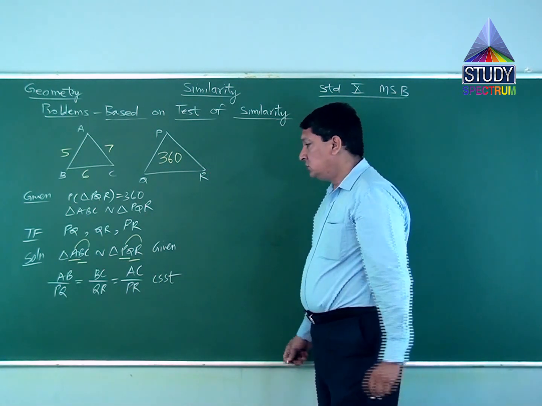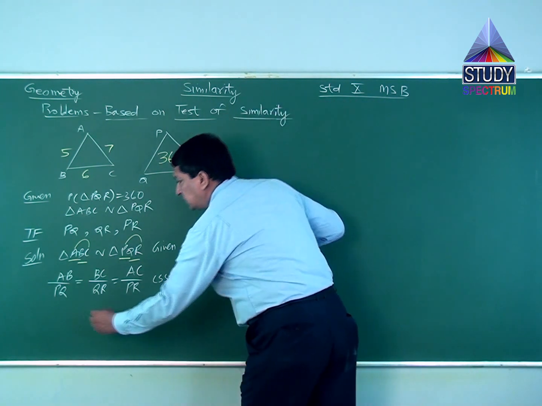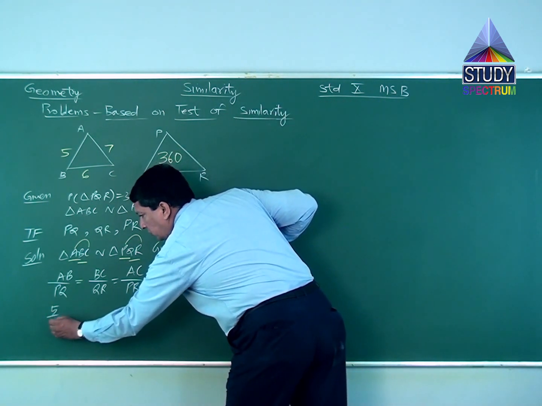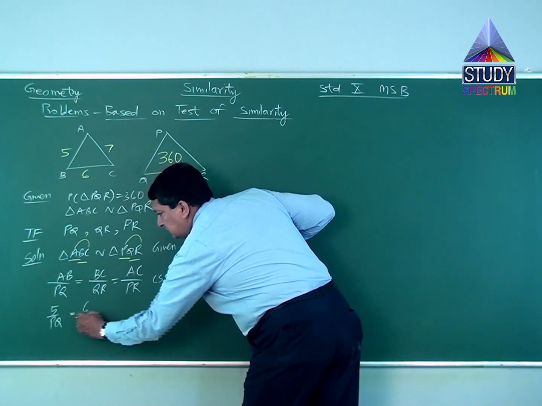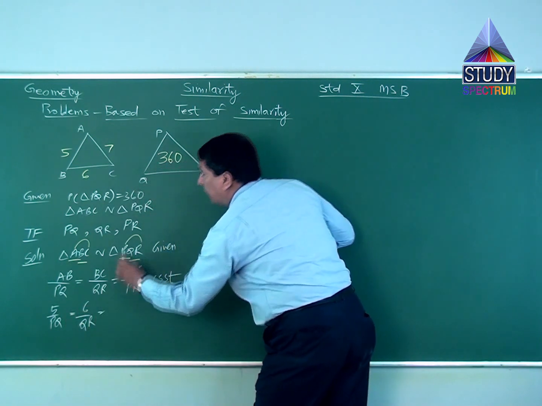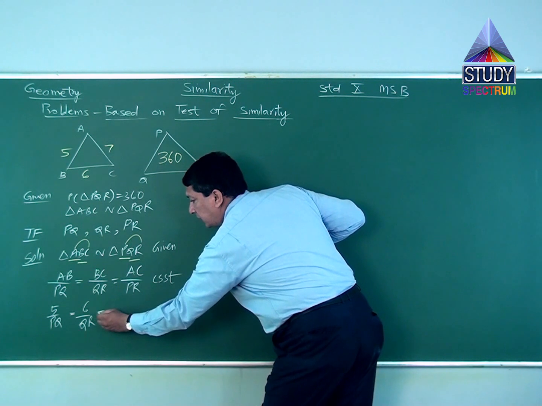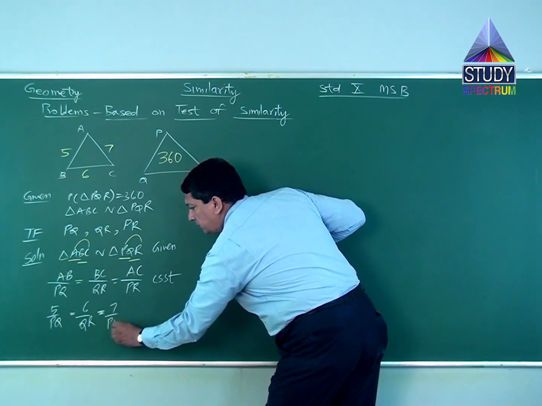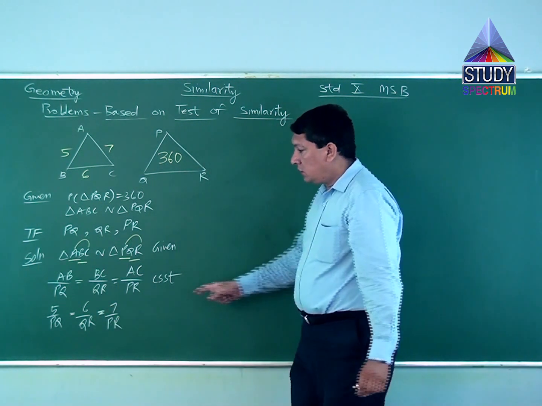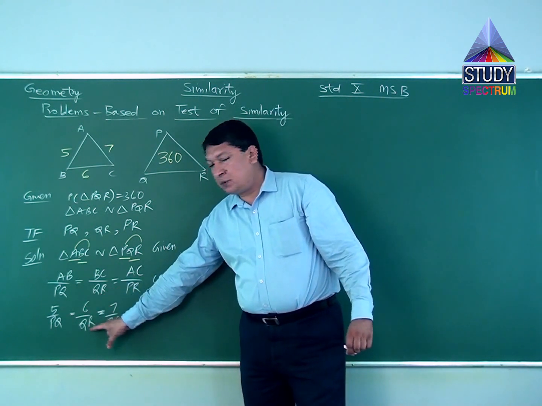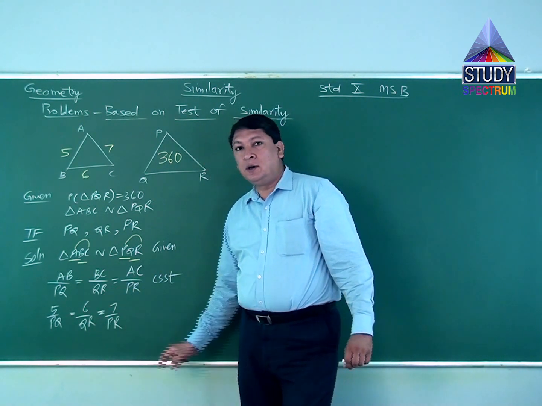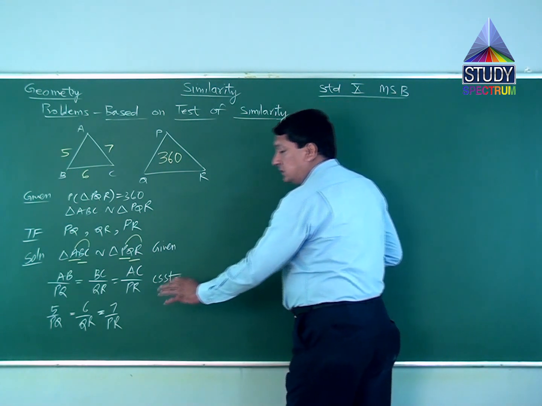Now we'll put the values. The value for AB is 5, so I can write 5 upon PQ. BC is 6, so 6 upon QR, and the value of AC is 7, so I can write 7 upon PR. So we got 5 upon PQ, 6 upon QR, and 7 upon PR as the ratio.